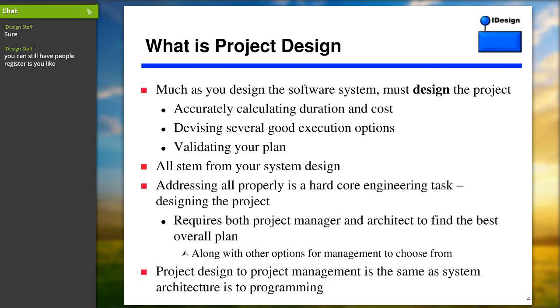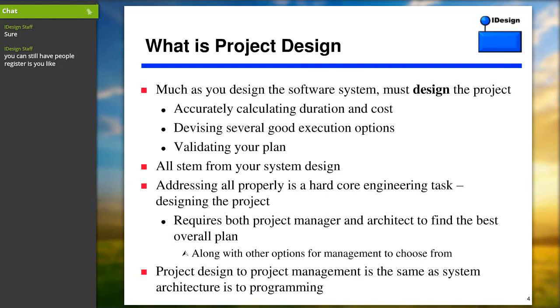Now, it turns out that devising a good project plan and answering these questions, all of it stems from the system design. This is not something that you can do without system design. You cannot design a project without knowing the architecture. Any attempt to do it is folly. You have to do the system architecture first. Out of that, you come up with a project to build it.